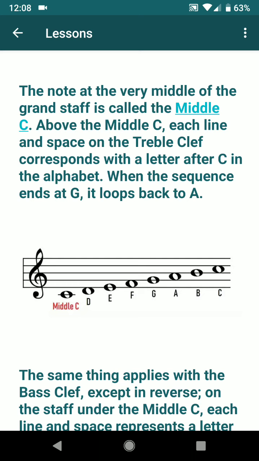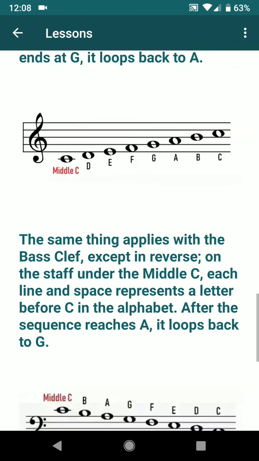Above the middle C, each line and space on the treble clef corresponds with a letter after C in the alphabet. When the sequence ends at G, it loops back to A. A, B, C, D, E, F, G.